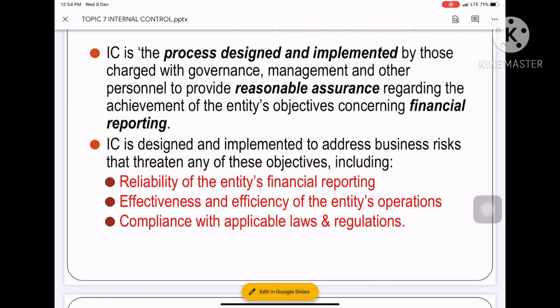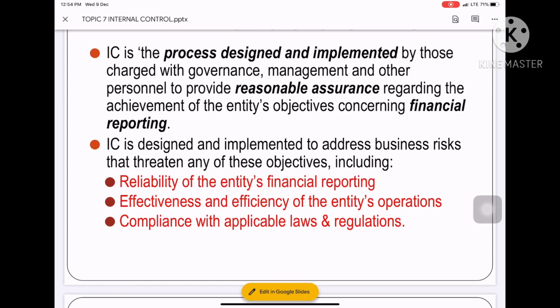So make sure that all they have in the system that they have in a company is to make sure that they achieve the objective of the company, especially related to the financial. So next one will be internal control. This system is designed and implemented to address business risks that threaten any of these objectives, including.